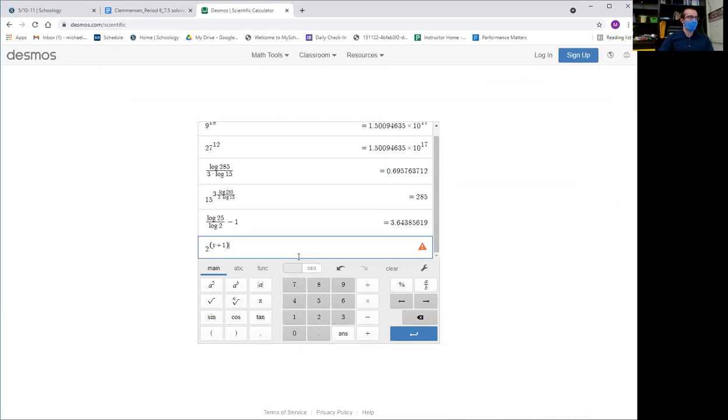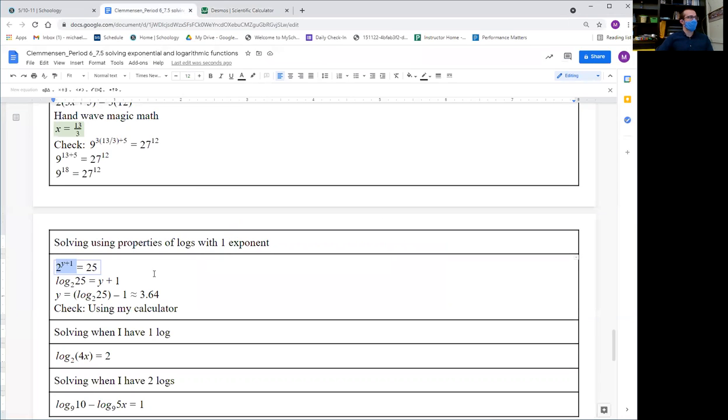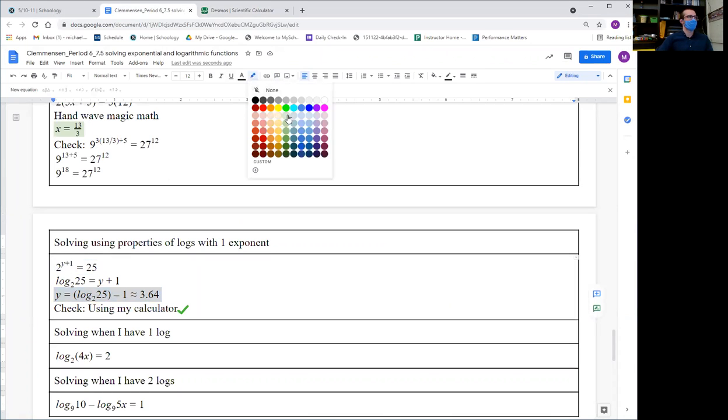I replace my y with my original answer right here. Control paste. Since that does work out in the end, I do get the correct answer. That is a correct answer, and so I would put a check mark, check, and then I would take my answer and I would highlight this whole thing. Nice and simple.